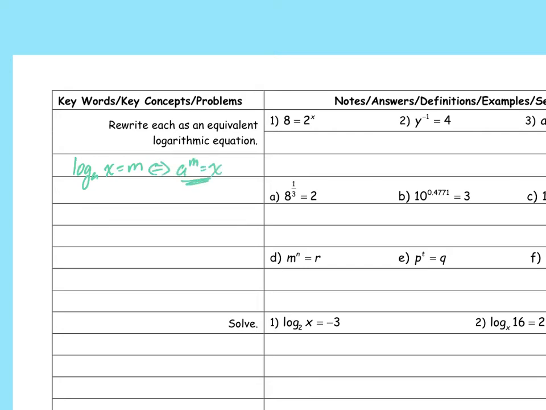Only this time I'm going from here, I have it in exponential form, and I want to be able to write it as an exponent. So I'm doing the same thing, right? So my base of my exponent becomes the base of my logarithm, and then these two switch places. So I have log base 2 of 8 equals x.